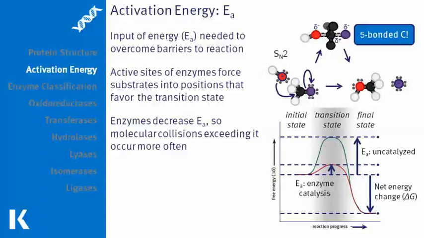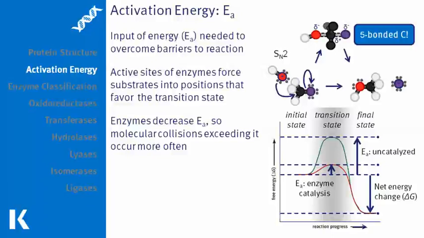Enzymes only affect how quickly a reaction reaches equilibrium. They don't change the enthalpy of the reaction. Something else to note is that these chemical reactions are reversible. In this case, the reverse reaction has a much higher activation energy than the forward reaction, which means that the reverse reaction occurs more slowly than the forward reaction.